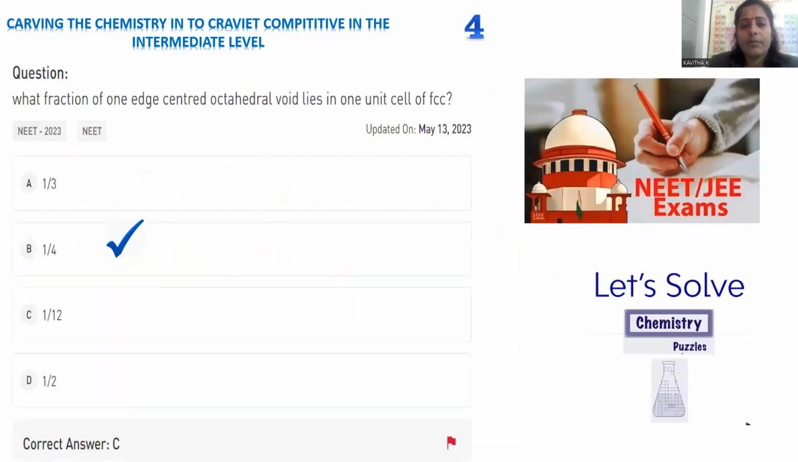Let's go with question number 4. What fraction of one edge-centered octahedral void lies in one unit cell of FCC? FCC denotes face-centered cubic. It is solid-state chemistry around the central crystal lattice. If you consider the octahedral voids, what fraction of one edge-centered octahedral void lies in one unit cell of FCC?